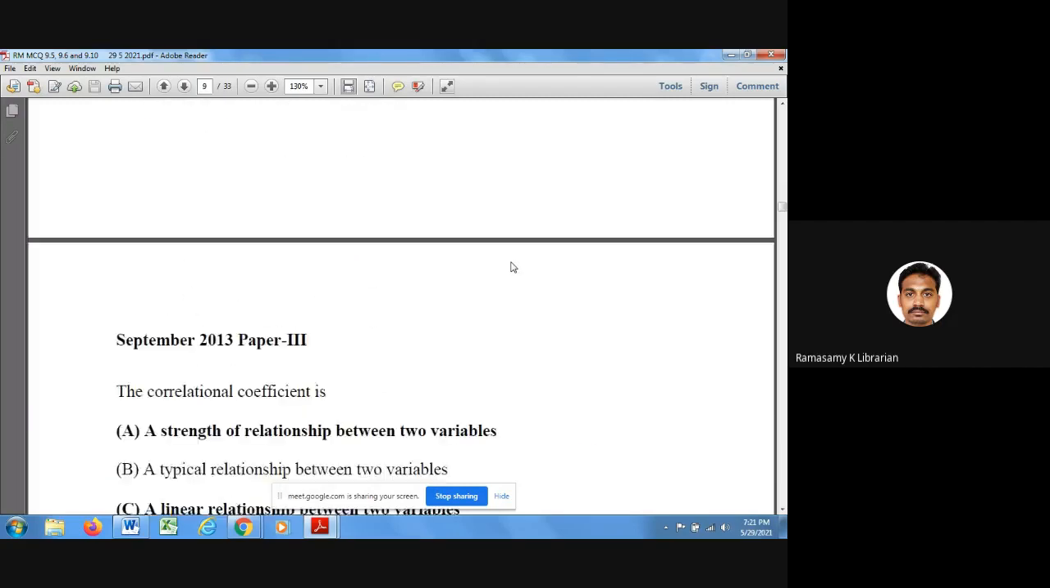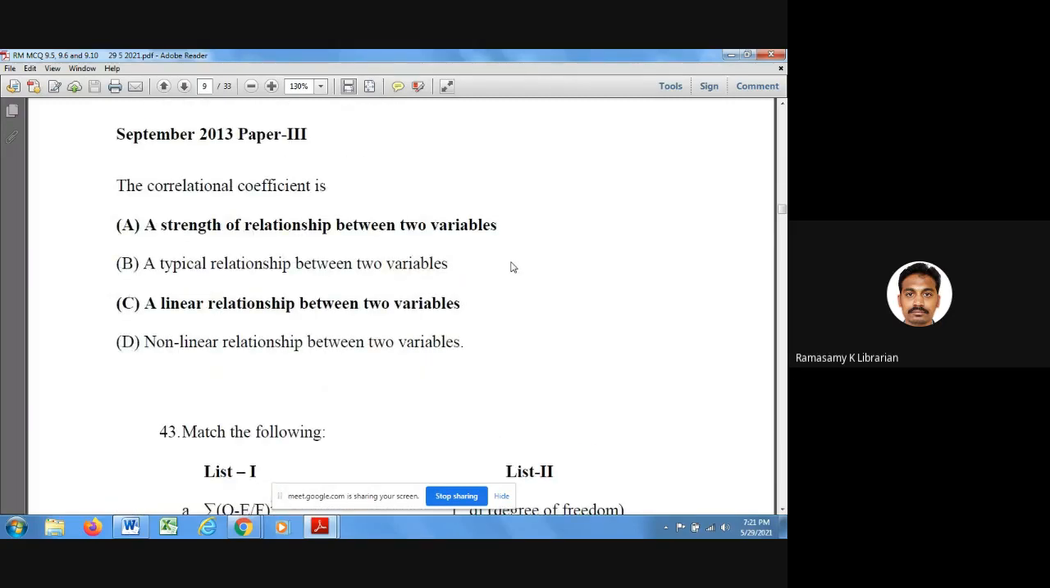Fine, no problem. September 2013, the correlation coefficient is, see, when I was talking about correlation, I told you that correlation is always about the linear relationship. Okay, when you talk about the Pearson correlation coefficient, we are talking about only the linear relationship that exists between the variables.